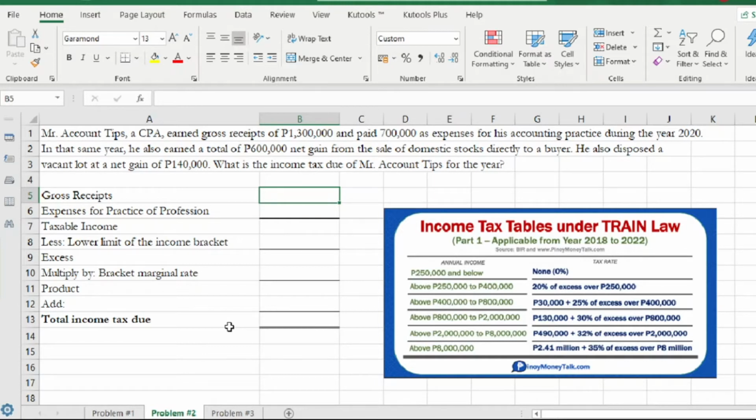In solving this problem, the first thing that we have to do is to know and compute for the taxable income, like what we did in the preceding problem. So how much is the taxable income subject to regular income tax? As Mr. Account Tips is a professional income earner, we have to deduct the expenses incurred for the practice of his profession to his gross receipts. So in order to get the taxable income, we will deduct 700,000 from 1,300,000. So the gross receipts is 1,300,000 and the expenses is 700,000, and we will deduct these two amounts.